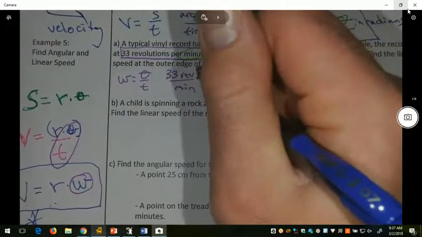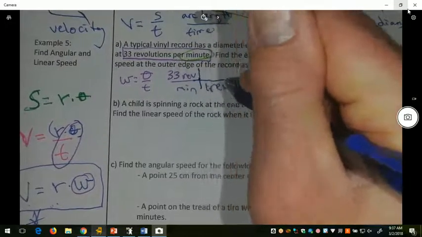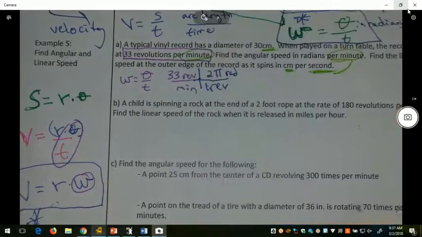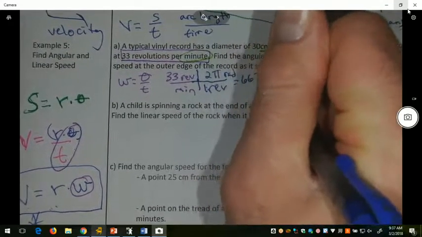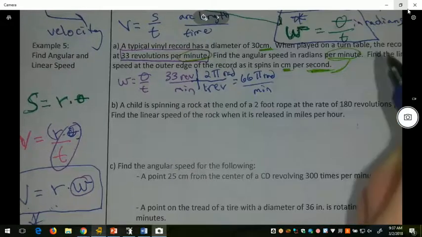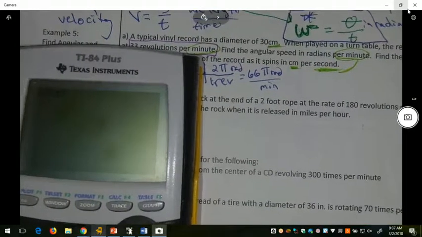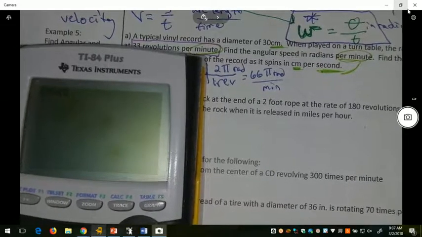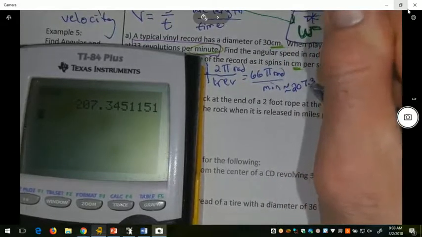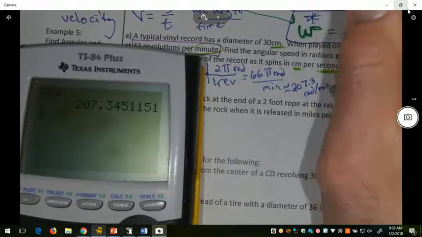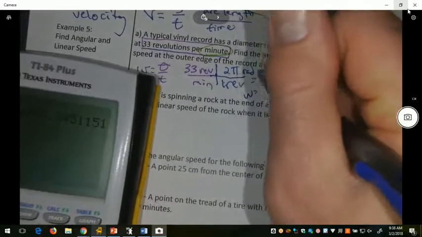All right, so we're going to multiply by 2 pi. If you like to do conversions this early on, you don't have to, but you could say 1 revolution is 2 pi radians. This gives me 66 pi radians per minute. That's an exact answer, but it doesn't make a ton of sense till we put it in decimal form. Well, it does if you know the unit circle. 66 pi is going to be roughly 207.3 radians per minute. So there's our angular speed.